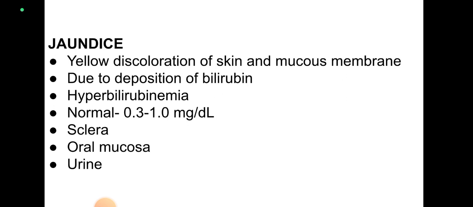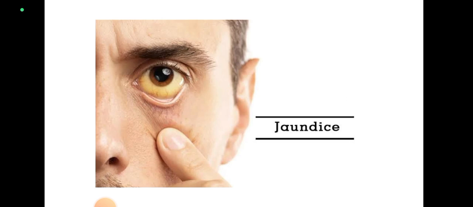Sclera has a high affinity for bilirubin due to its rich elastin content. The other sites to be looked at for evidence of jaundice are the mucosa of the oral cavity, underneath the tongue, and skin. Urine is dark in color due to excretion of conjugated bilirubin. In this photo you can see we look for evidence of jaundice in the lower part of the sclera.